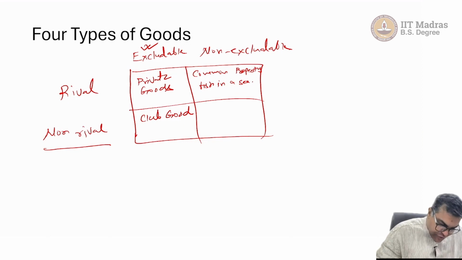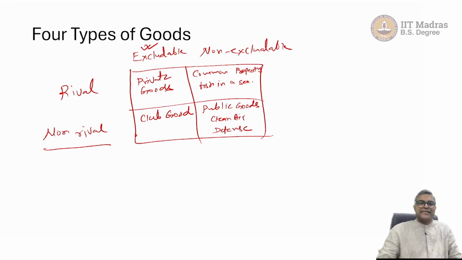And when a good is non-rival and non-excludable, we call it public goods. Examples could be clean air and defense. That's what we had discussed.